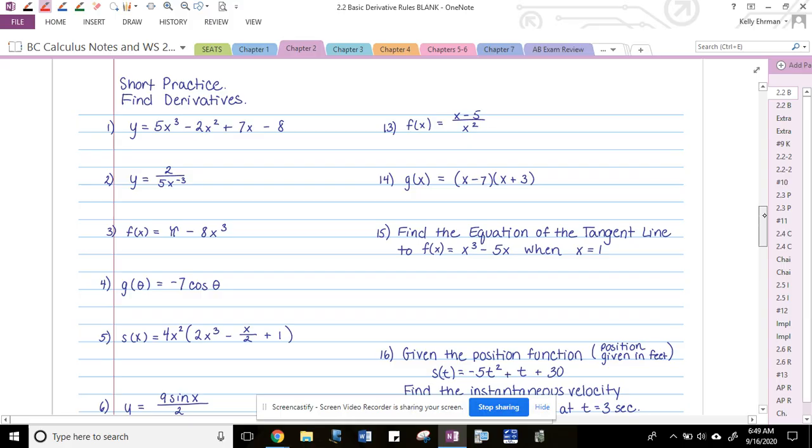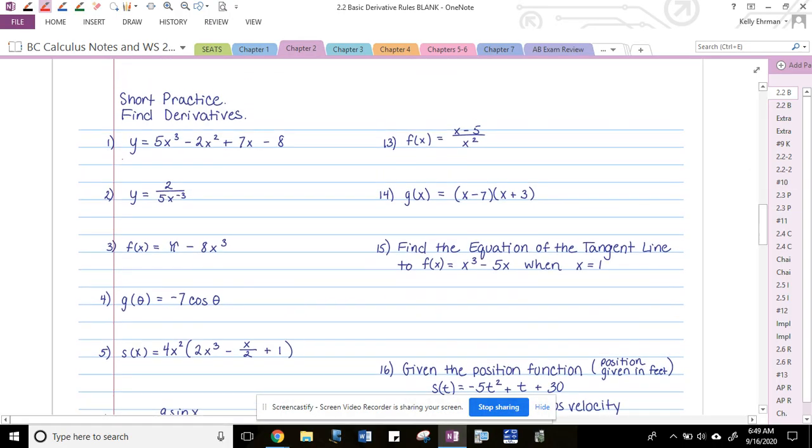So working on this first problem, I'm going to find dy dx. Should be 15x squared minus 4x plus 7, and the minus 8 derivative is 0. For number 2, maybe I'll rewrite this. You have a negative exponent in the denominator. That's silly. We should just make it 2x cubed over 5. And then dy dx would be 6x squared over 5.